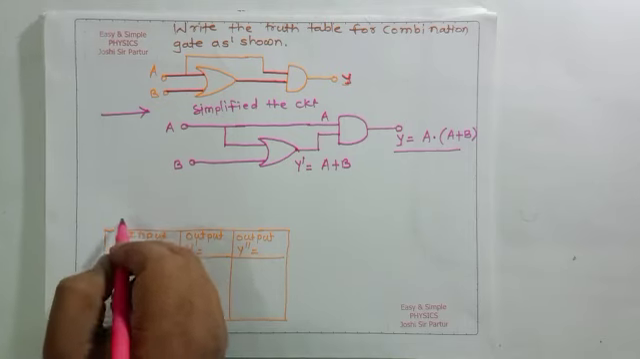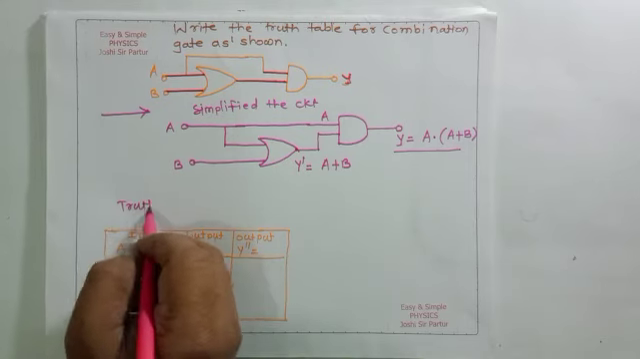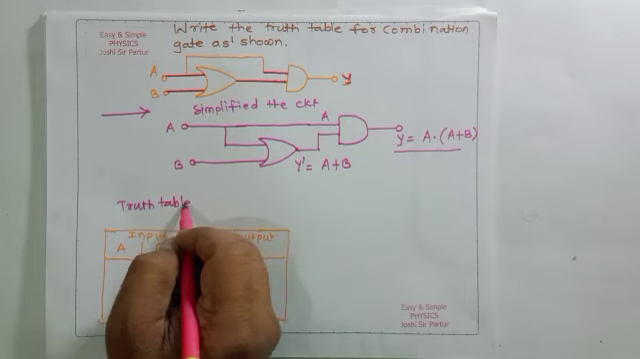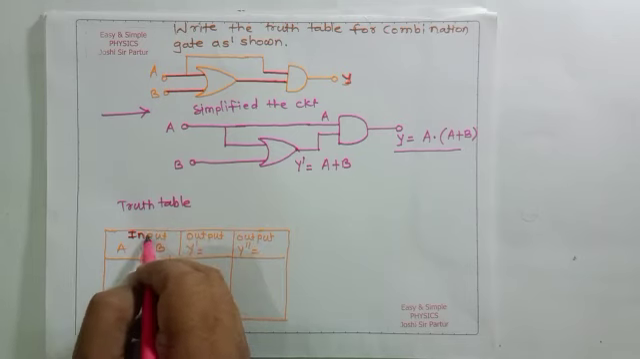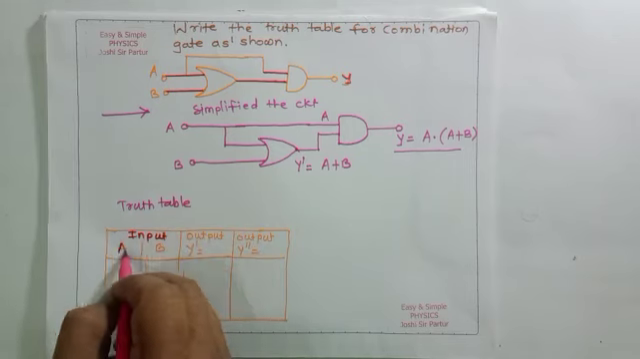Now if we verify the truth table, the truth table has inputs A and B.